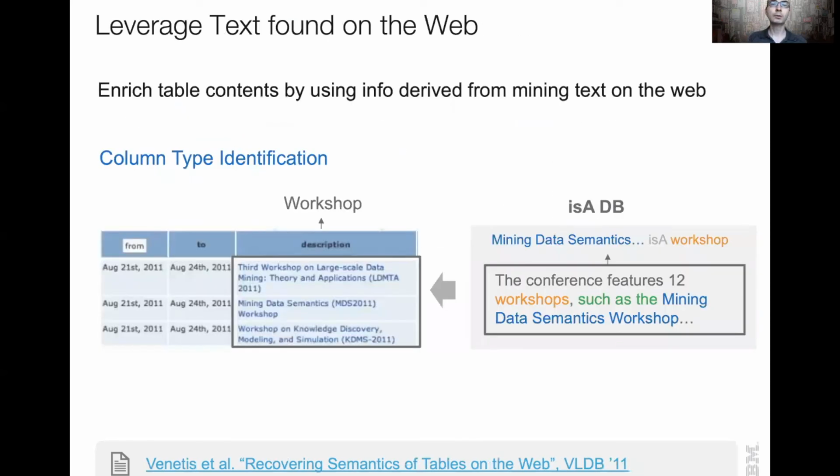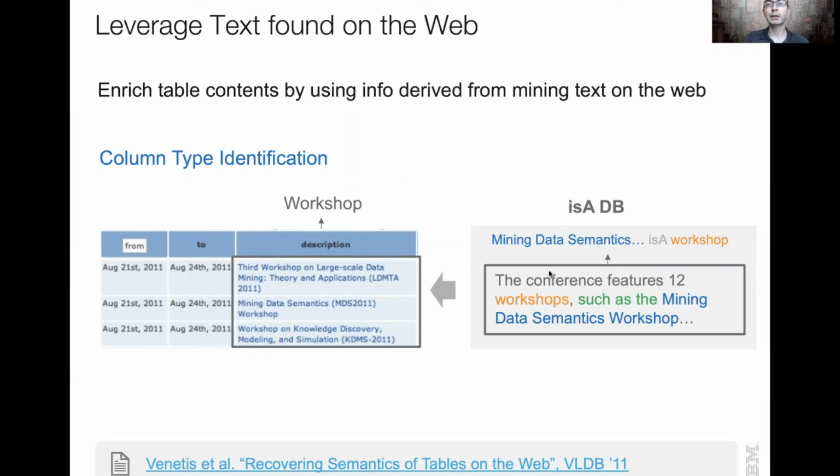However, I think one work that definitely deserves a mention here is the influential work by Venetis et al. on recovering semantics of tables on the web. This falls under the same umbrella of linking tables to external information, but instead of using a standard structured knowledge base, they are using information derived from mining text on the web. In order to do that, they follow a two-step process. Let's look, for instance, how they address column type identification.